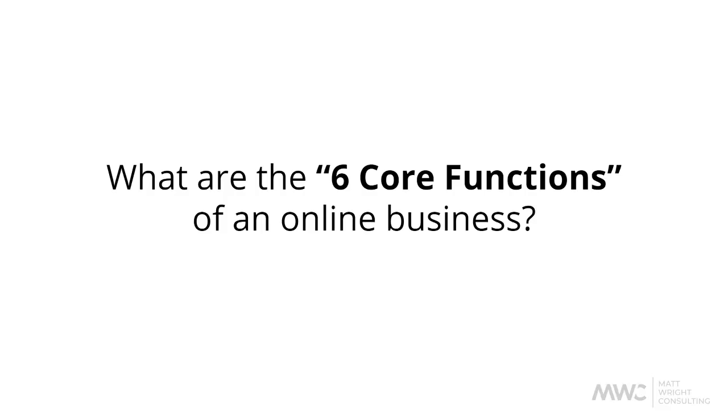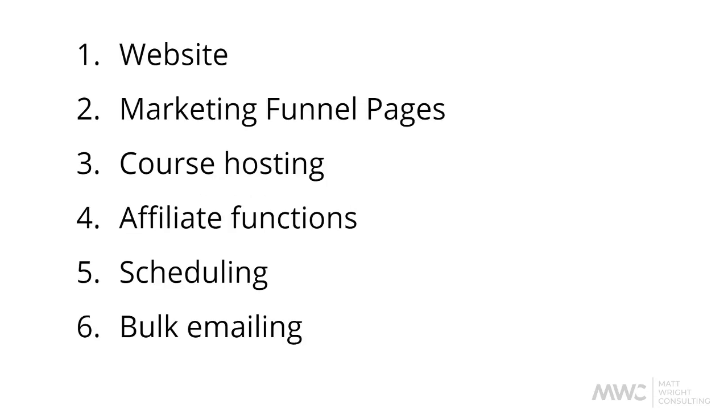But what are these 6 core functions of an online business I keep talking about? Here they are. The first one is having a website, your business card on the internet. Next up is marketing funnel pages. Some people call them lead pages, opt-in pages, whatever it is. You're gonna need course hosting, you need affiliate functions. If not now, you'll need them later, and you'll wanna be set up correctly for that.